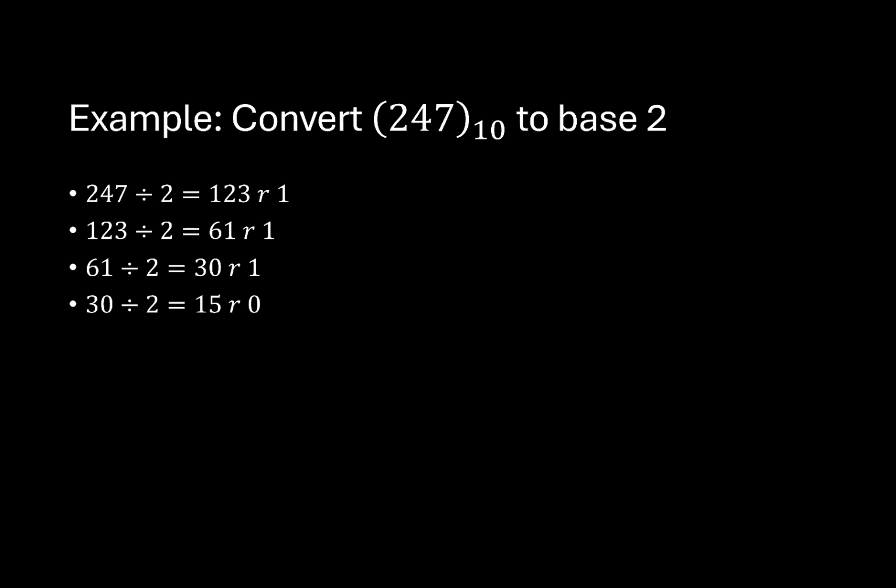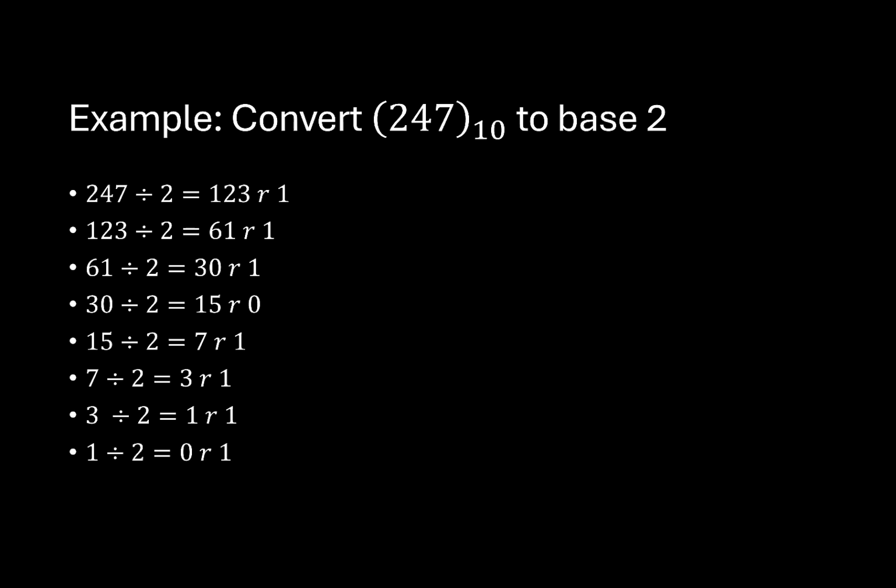But when I divide 30 by 2, I get 15, and because 30 was even, my remainder is 0. We'll pick back up with the 15, divide by 2, that gives us 7, with a remainder of 1. 7 divided by 2 is 3, again a remainder of 1. 3 divided by 2 is 1, with a remainder of 1. Then 1 divided by 2 is 0, with a remainder of 1. Because we got a quotient of 0, we know it's time to stop.